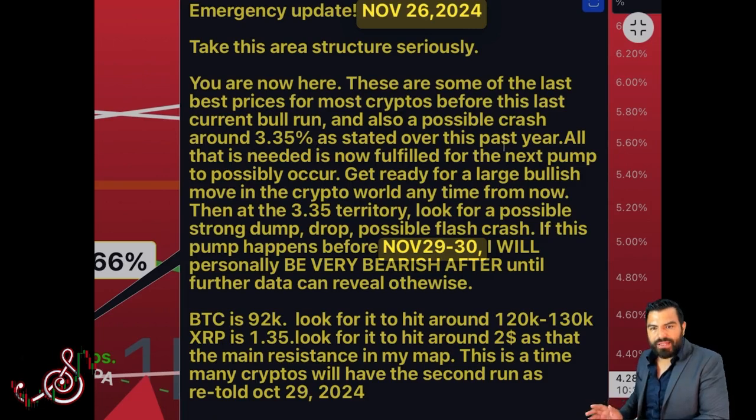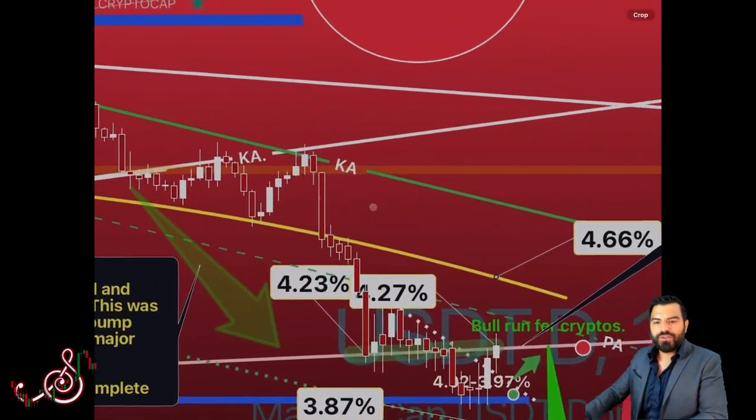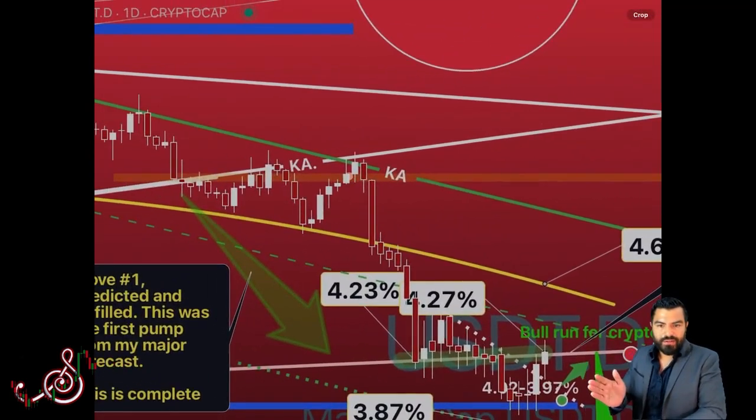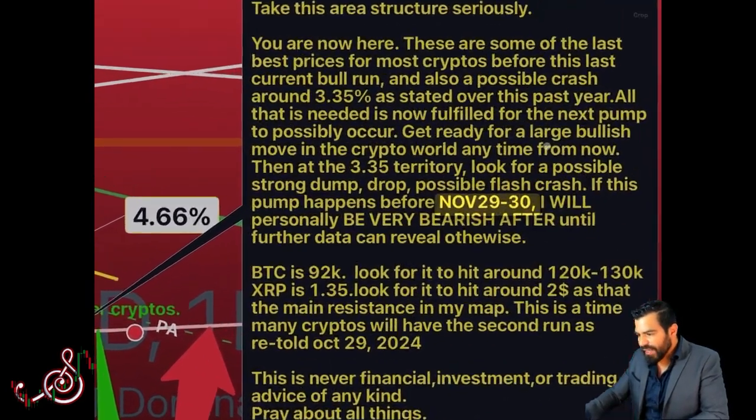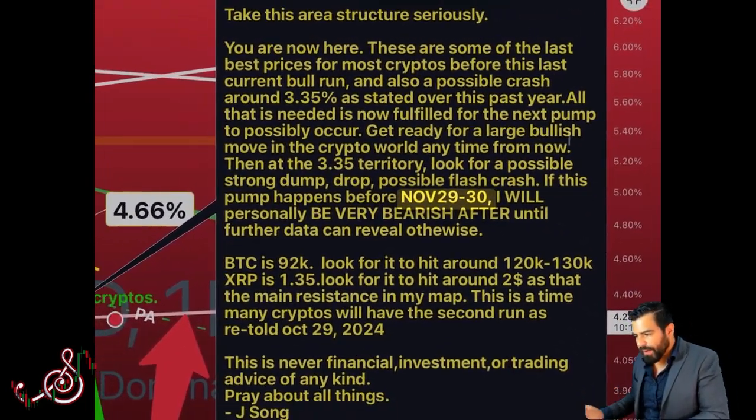As stated over the past year, all that is needed now is fulfilled for the next pump to possibly occur. So now we're looking for the next pump. The first pump for cryptos was here and here, and we made that money, or we positioned ourselves correctly, or our cryptos went up, or you name it. Here's the next one. Now we're under here. Everything that is needed for another large bullish pump to possibly occur. Get ready for a large bullish move in the crypto world anytime from now.